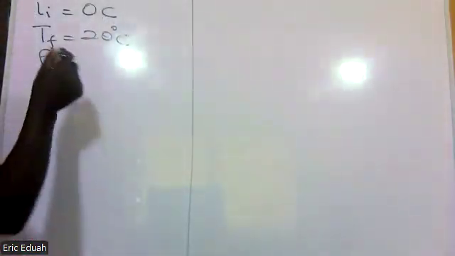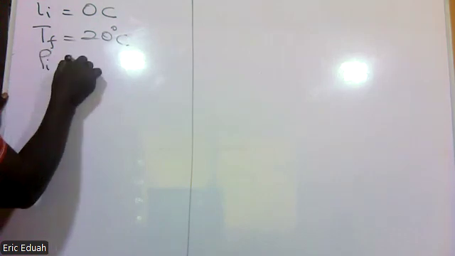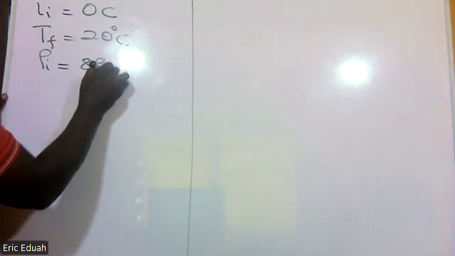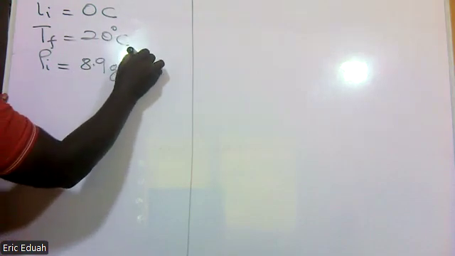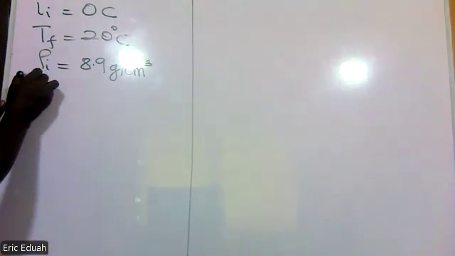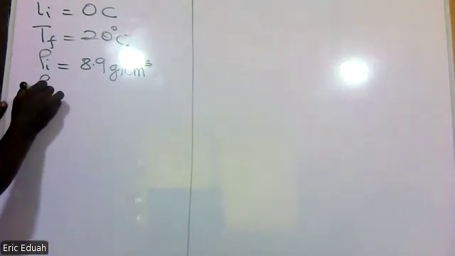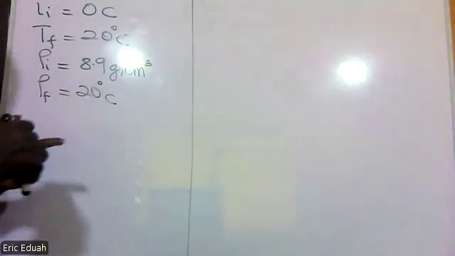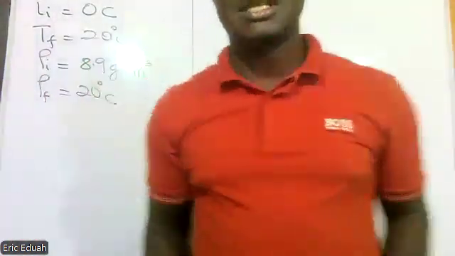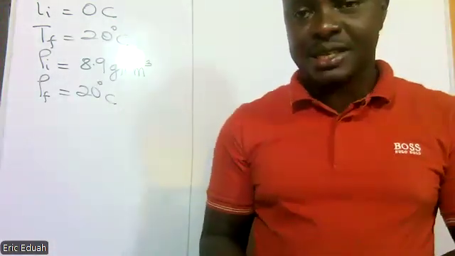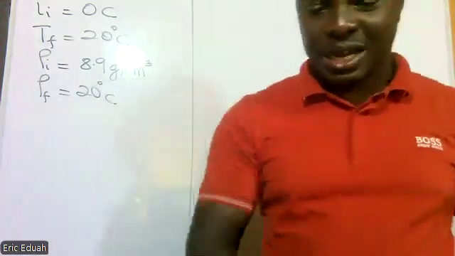So the initial density is 8.9 gram per cm cube. So we are to determine the final density at 20 degrees Celsius. The point is that one of the factors which affect density is temperature.